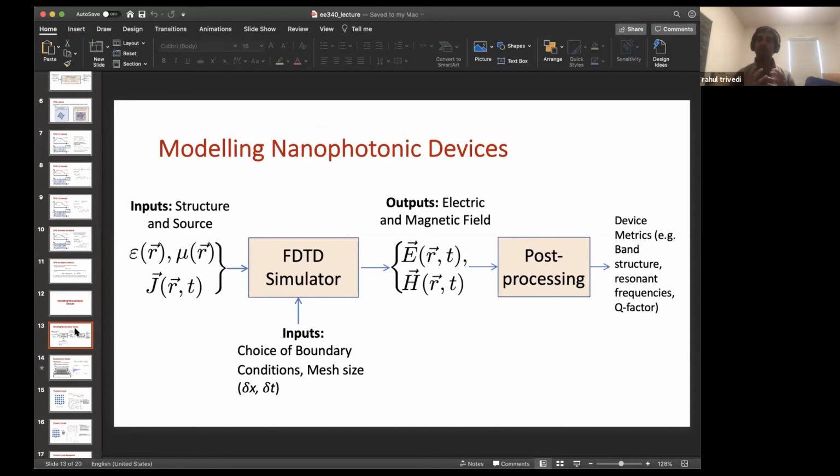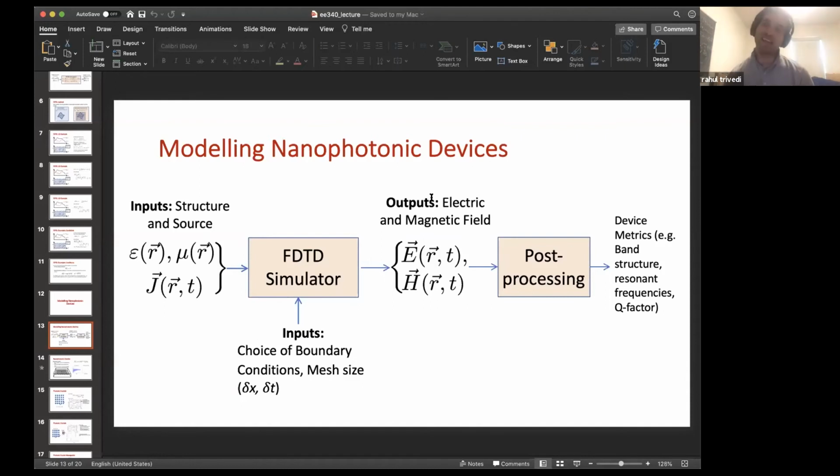What is more important is that what you really want to calculate is not the electric and magnetic field for the device. In practice, what you want to calculate is the device metric, right? As we talked about, we have these simulators here. We pass in the permittivity and permeability distribution, and the source. We have an FDTD simulator, which also takes the boundary conditions I am imposing, so PMLs, and then the mesh size delta X and delta T. It needs these pieces of information to be able to simulate these equations. And then it gives you the electric and magnetic fields as a function of position and time, within the simulation domain, at the points that you have simulated.